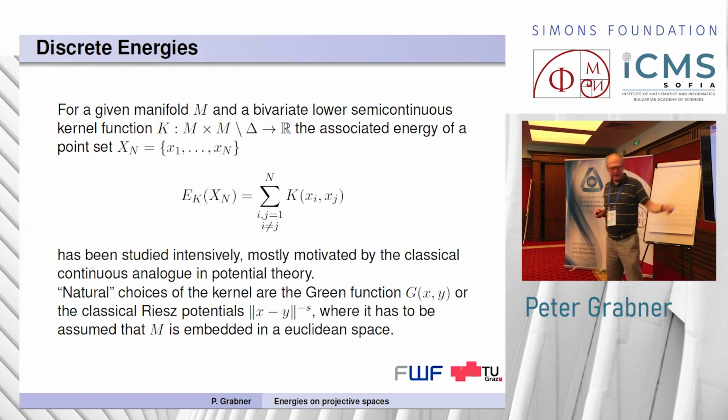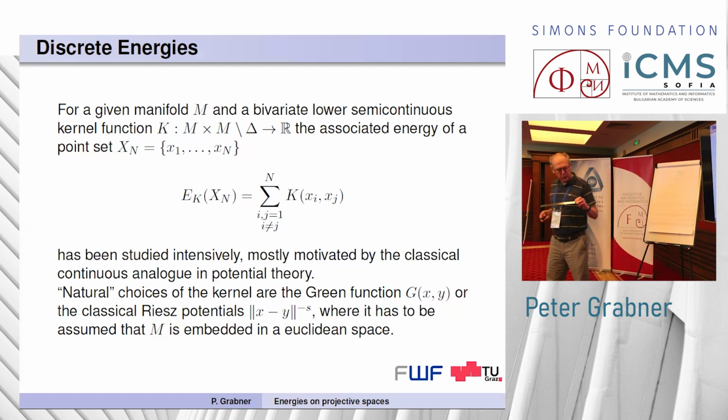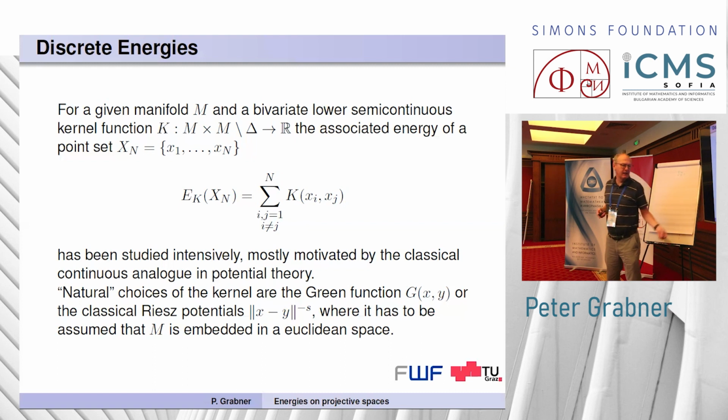actually the Green function is a very natural choice because it comes from the Laplacian and it actually encodes all the curvature issues that one could possibly have. And the Riesz potentials, written in the way I've done it here, more or less assume that M is embedded in Euclidean space. Actually, this is something that we won't have in the cases that I'm discussing, but we will have a notion of Green energy, of Riesz energy.